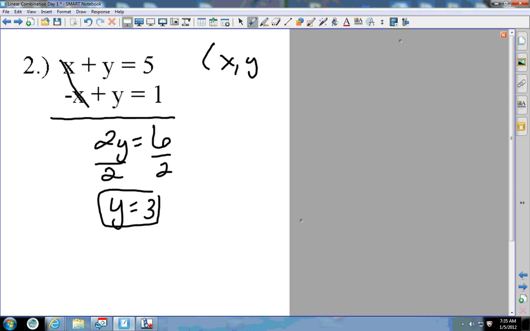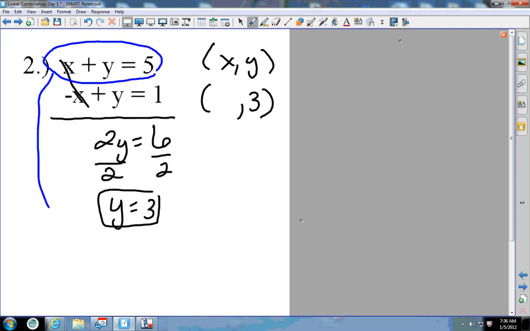I have x and I have y. Y is 3. I need to find x. Well, you choose either one of these two equations. I'm going to choose this top one right here. People say, well, why do you choose it? I choose it because it has the most amount of positives. It doesn't really matter. It's just my preference. If you could have chosen the other one, you still will get the same answer.